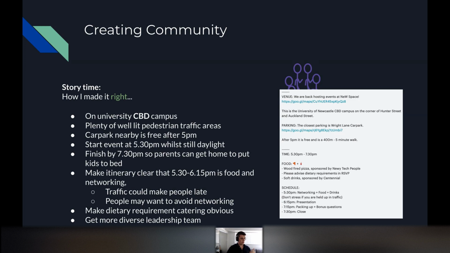Also, trying to get from work to these events can be kind of stressful with traffic, running late. So let people know that first bit is the unstructured time. If you're running late, it's fine. No stress. Get there whenever you get there. You've got plenty of time from 5 o'clock to 6:15. If you're within a reasonable travel radius to get to the event, perfect.